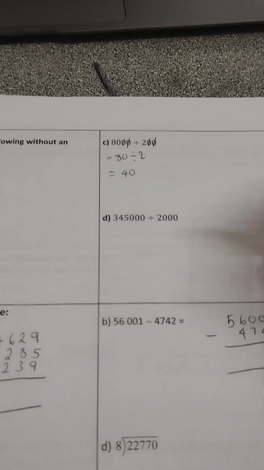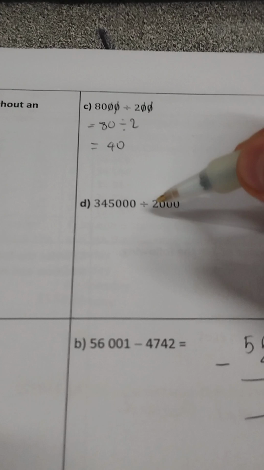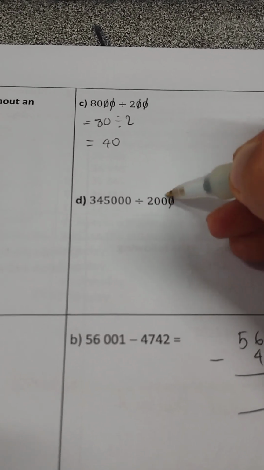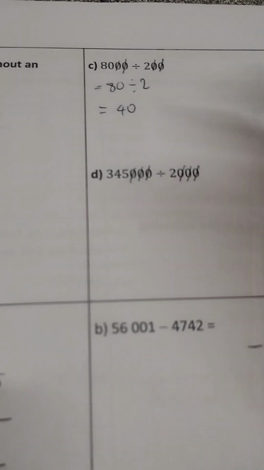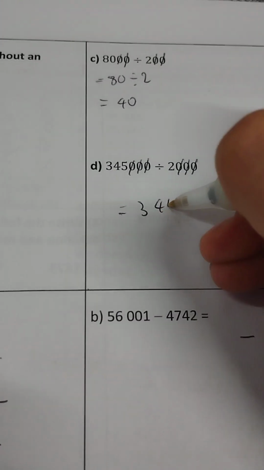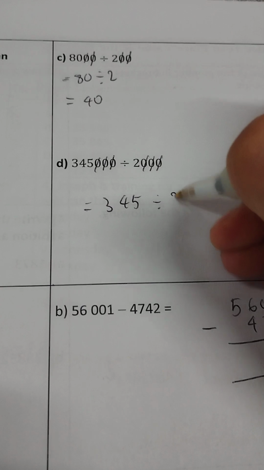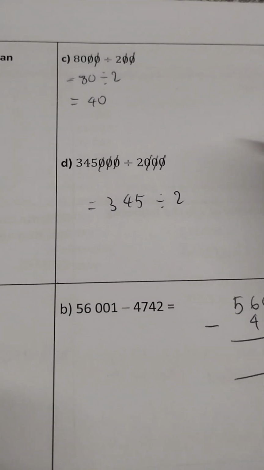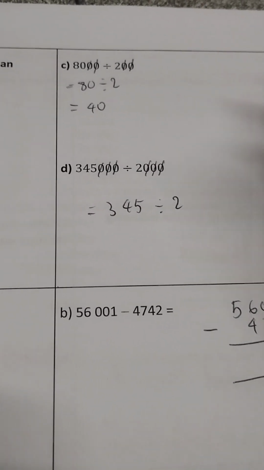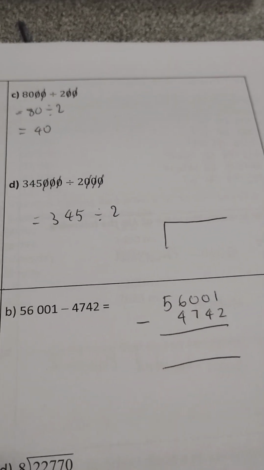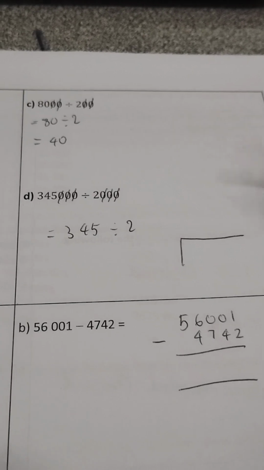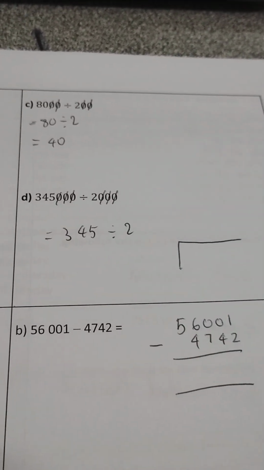Now see, once again, we're dividing, and I'm going to cancel 3 zeros from that side and 3 zeros from that side. So I'm now left with 345 divided by 2. Now at this point, we are halving 345. It is okay to use an algorithm just for that last part because we've shown that we can still work it out using a different skill.